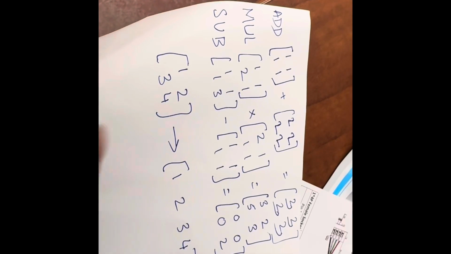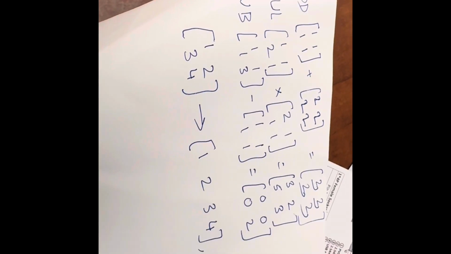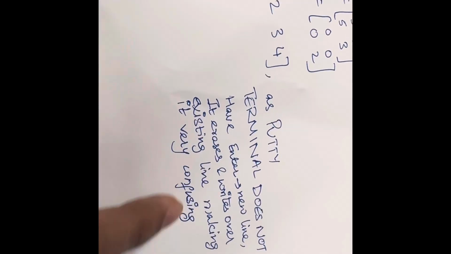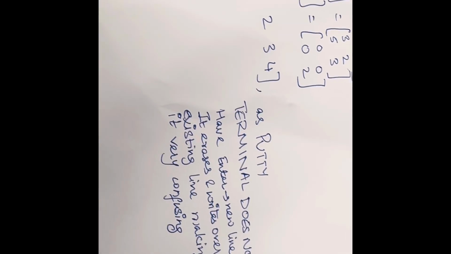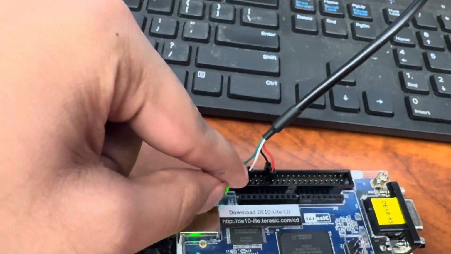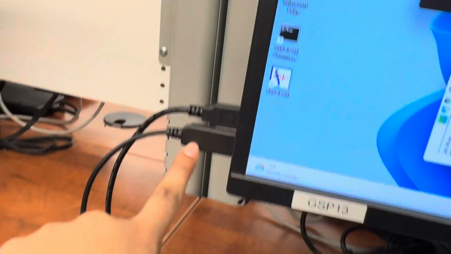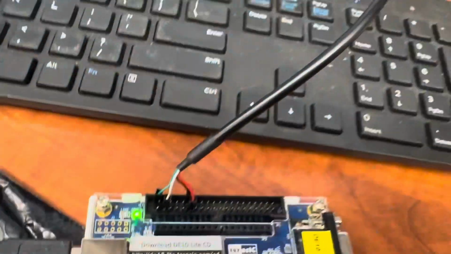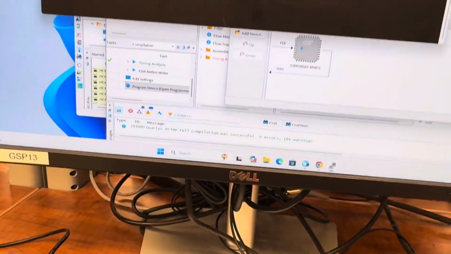And I will be entering these matrices for the addition, multiplication, and subtraction. When entering on the PuTTY terminal, the matrix 1, 2, 3, 4 becomes like this, because there is no new line entered on the PuTTY terminal, and it becomes confusing, and it can only accept data that way. Yes, and I'm using a USB to TTL converter for transferring data over the UART, over the terminal.